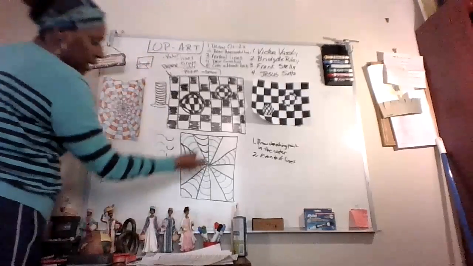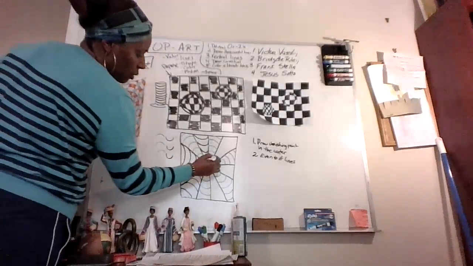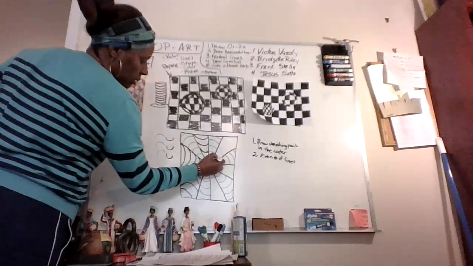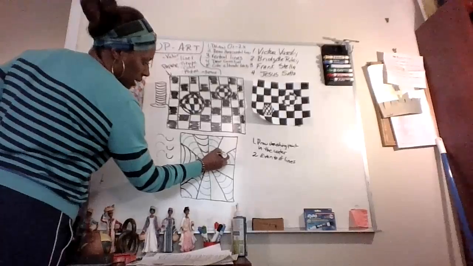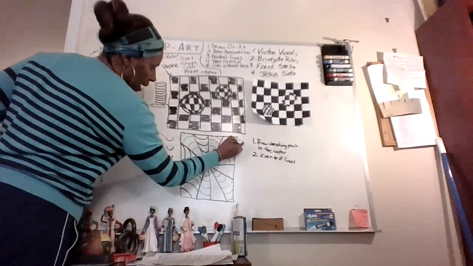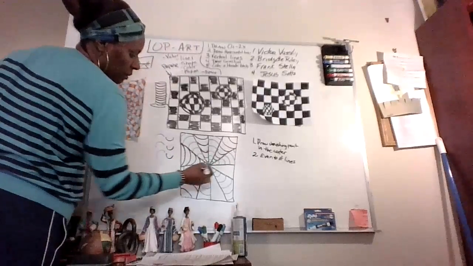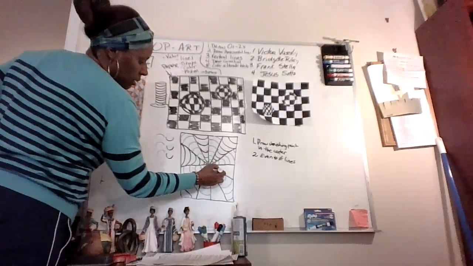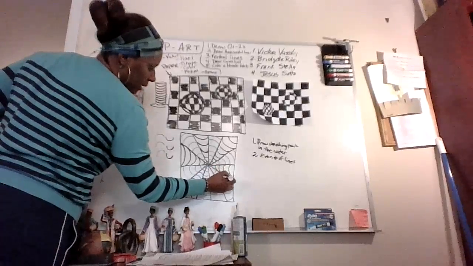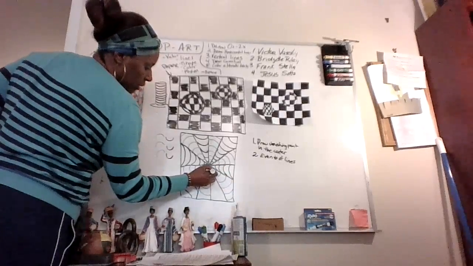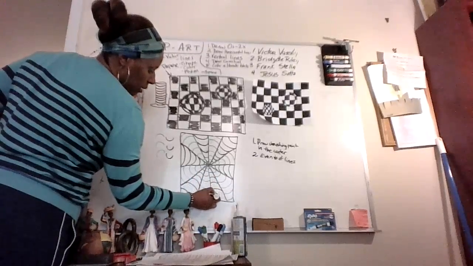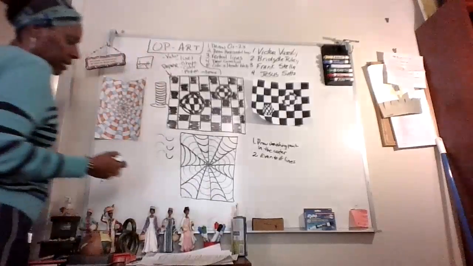So again, it depends upon the length and width of your sections. That's 1, 2, 3, 4, 5, 6. I got 7 in that one. 1, 2, 3, 4, 5. Last one. 1, 2, 3, 4, 5, 6.